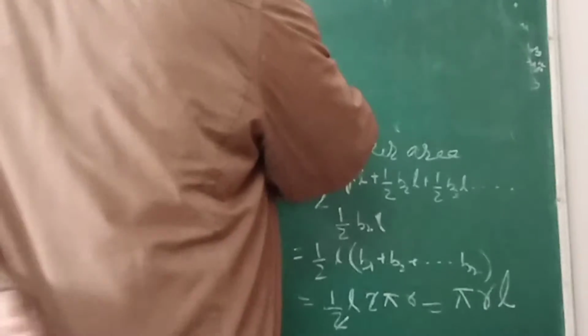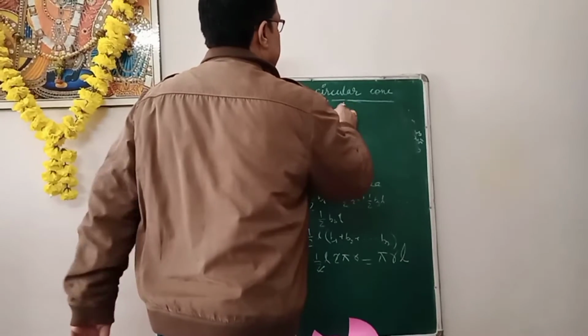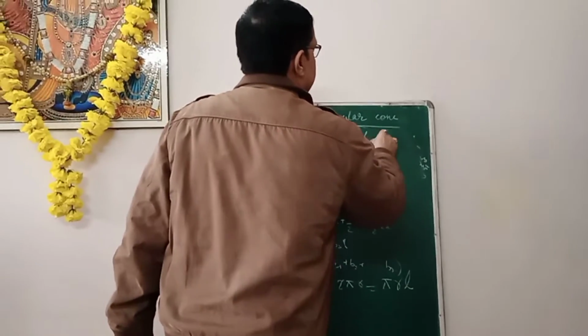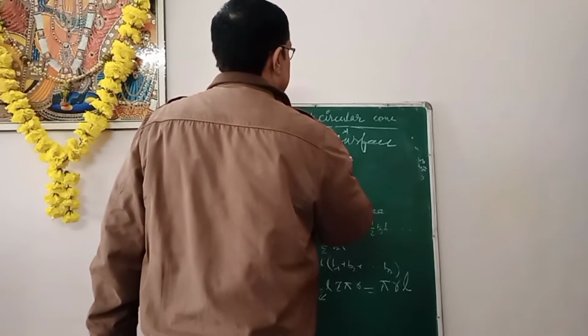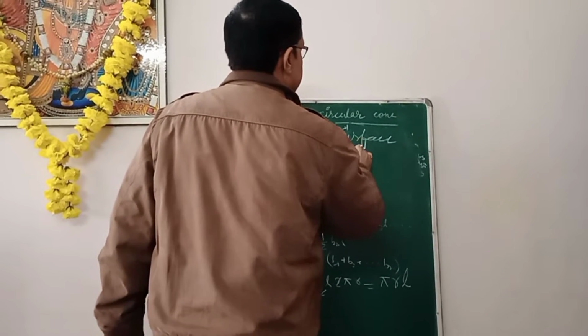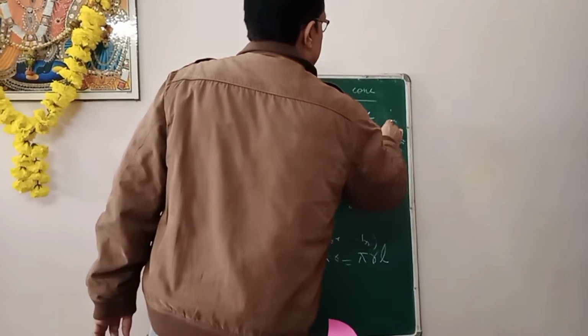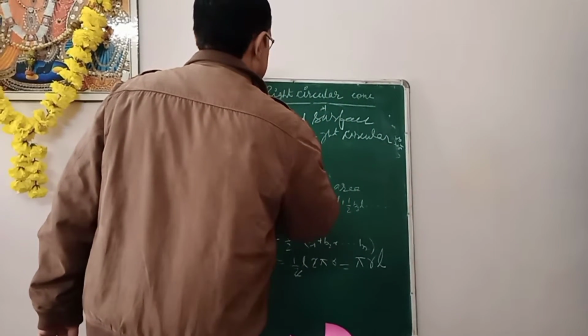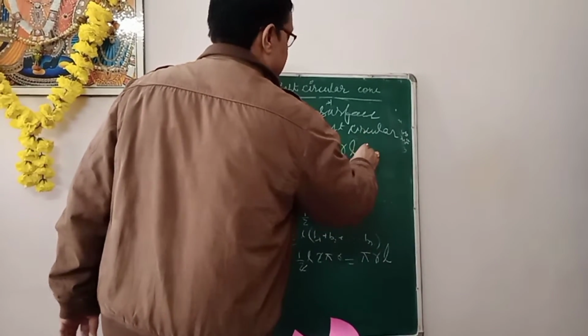Now we know that the curved surface area of a right circular cone is equal to pi r L.